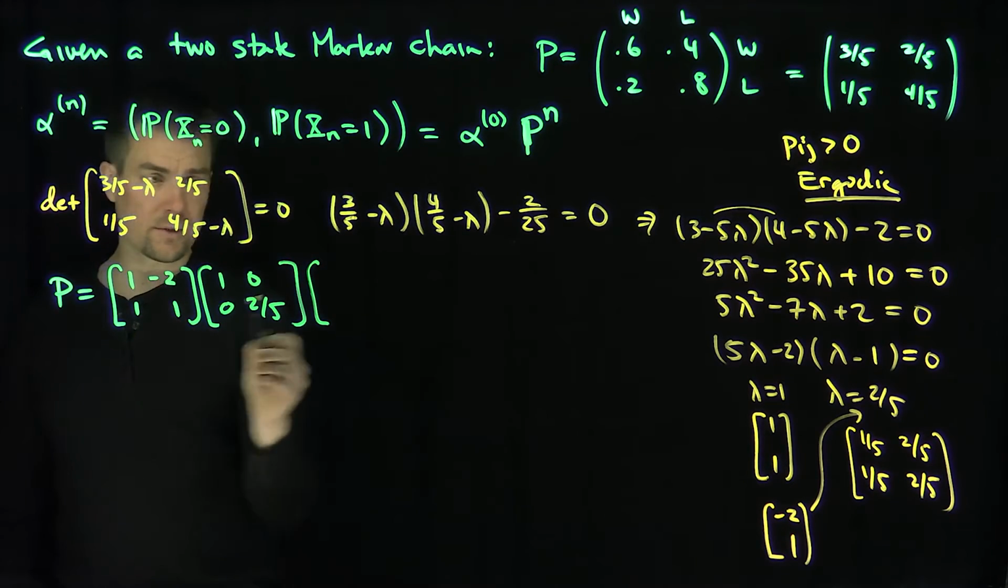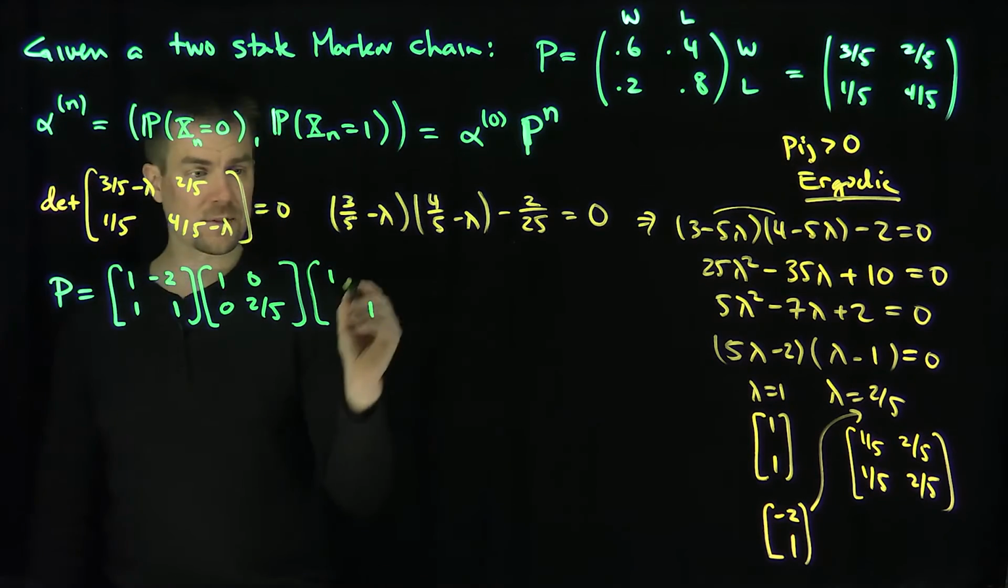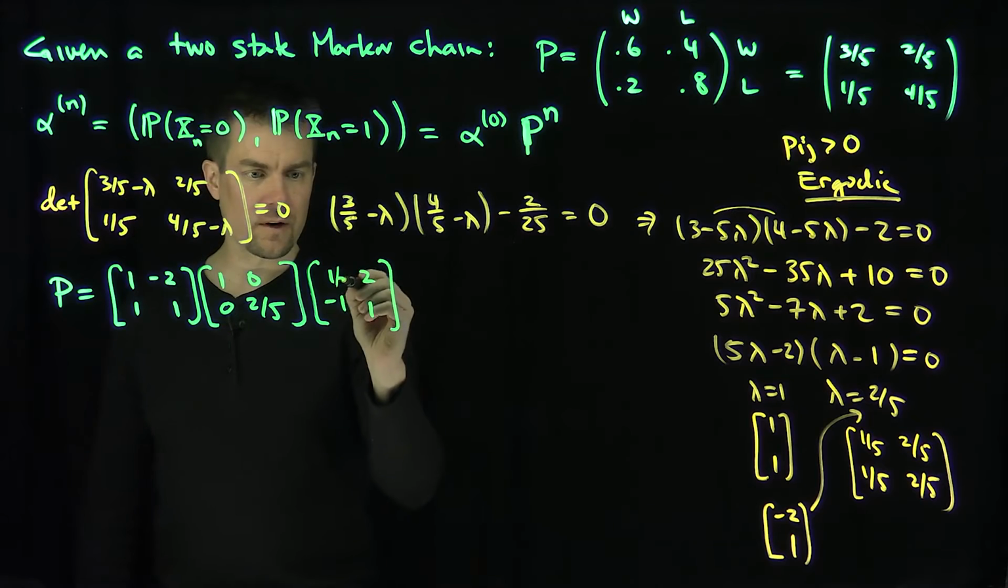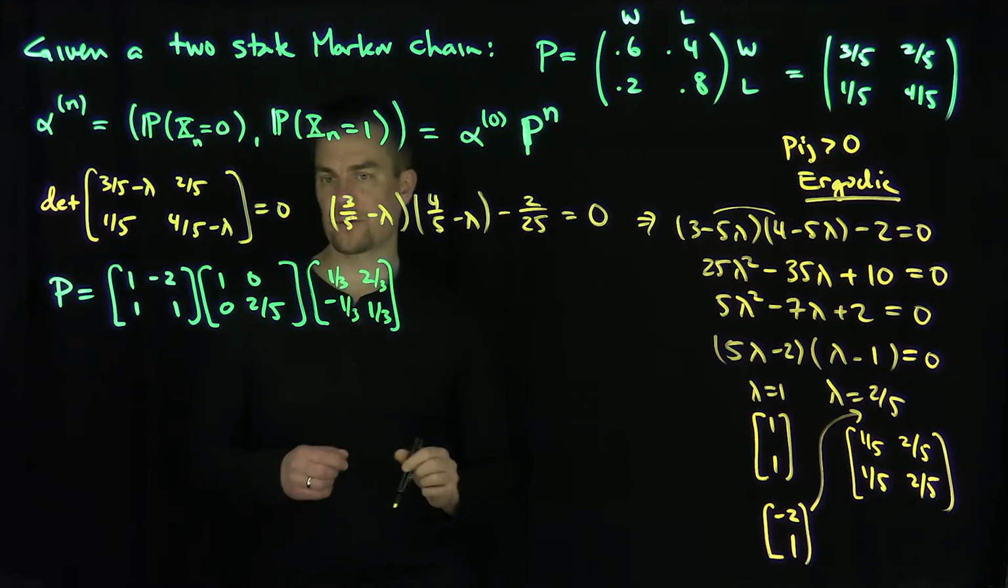The inverse of a 2 by 2 matrix is: I flip the diagonal entries, so nothing happens, I negate the off-diagonal entries, and I divide by the determinant of this matrix. The determinant of this matrix is 3, so everything over here gets a 1/3, and that's the inverse of this matrix, okay?